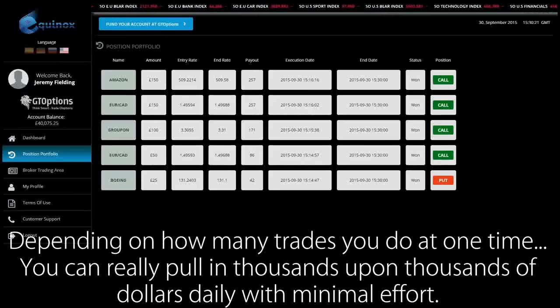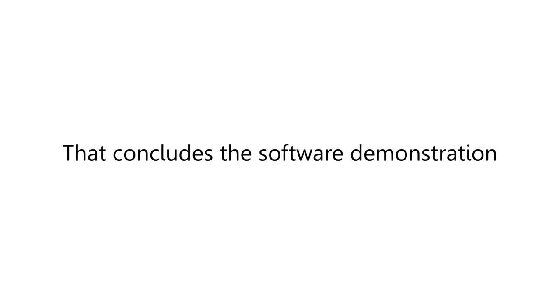Depending on how many trades you do at one time, you can really pull in thousands upon thousands of dollars daily with minimal effort. Alright, that concludes the software demonstration.